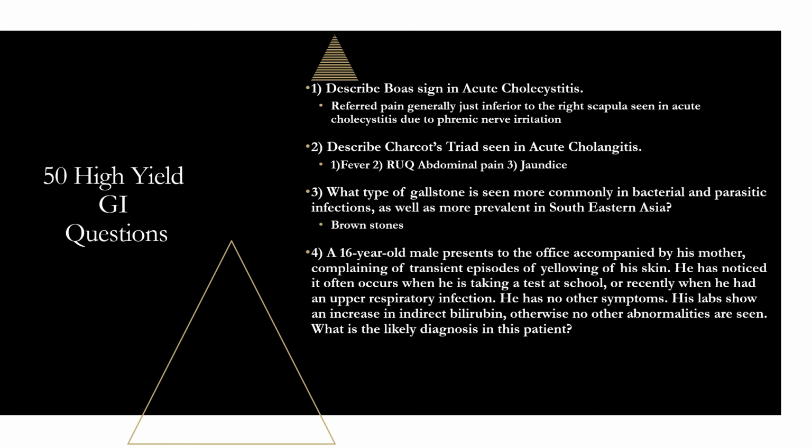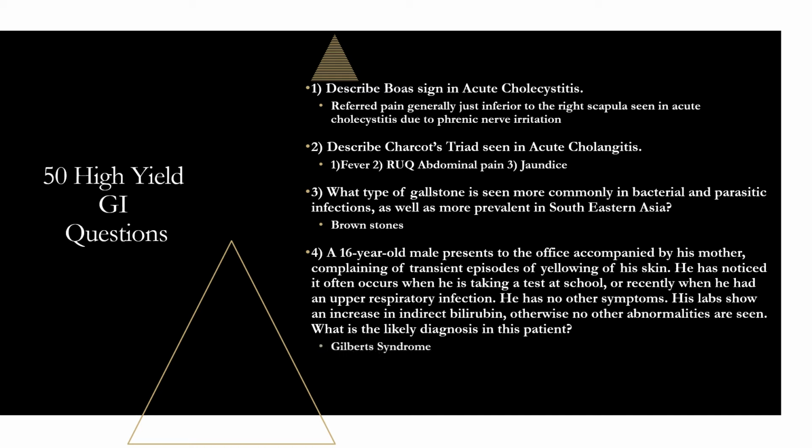Question 4, 16-year-old male patient presents to the office, accompanied by his mother. He's complaining of transient episodes of yellowing of his skin. He's noticed it often occurs when he's taking a test at school or recently when he had an upper respiratory infection. He has no other symptoms, and his labs show an increase in indirect bilirubin, but otherwise no abnormalities are seen. Labs are otherwise normal. What's the likely diagnosis in this patient?